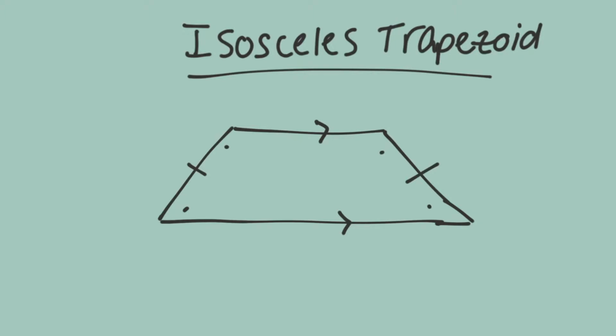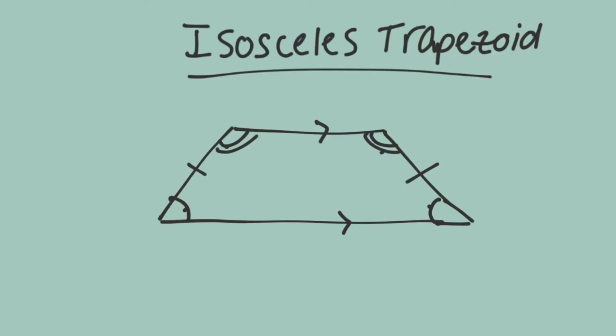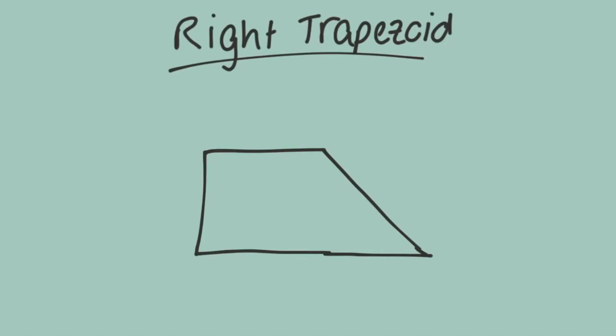Think like an isosceles triangle, you have two sides that are congruent. And then the base angles are congruent, meaning these two angles are congruent and these two angles are congruent. Just like an isosceles triangle, you have your base angles that are congruent. And then finally, diagonals are congruent. Another type of special trapezoid is a right trapezoid. Right trapezoids have two right angles and then still all the properties of regular trapezoids.